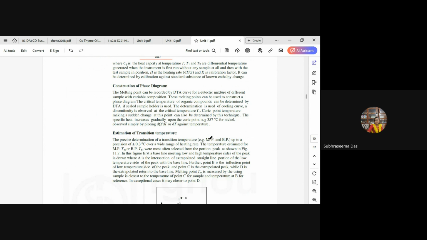For construction of a phase diagram, the melting point can be recorded by the DTA curve for a eutectic mixture of different samples.